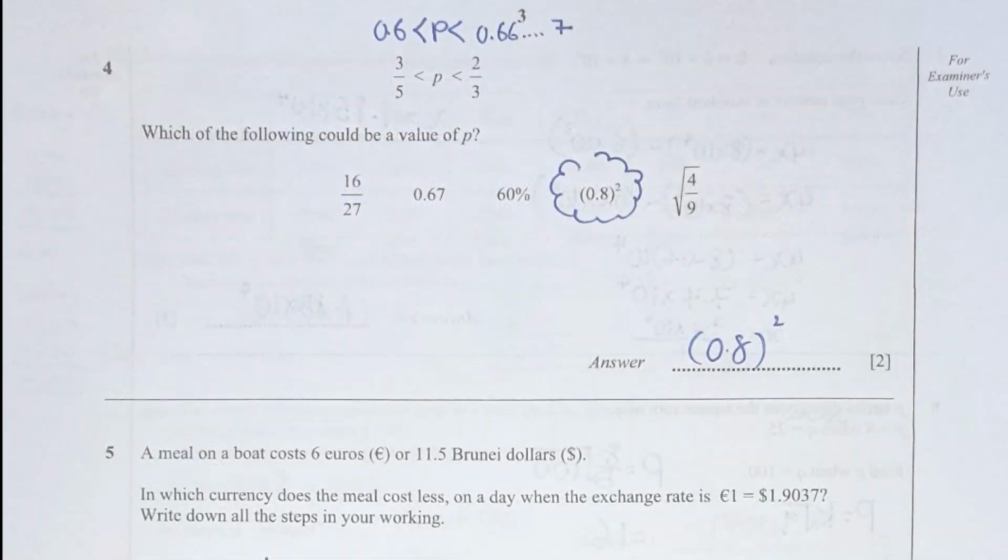For question 4, which of the following could be the value of P? So first I convert the 3 over 5 and 2 over 3 into decimal to check first. And only one out of all these variables qualified, which is 0.8 to the power of 2.